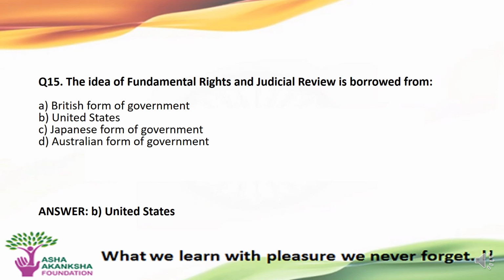The next question is, the idea of fundamental rights and judicial review is borrowed from which of the forms of the government? Options are A. British form of government, B. United States, C. Japanese form of government, D. Australian form of government. The correct answer to this question is option B, that is United States.